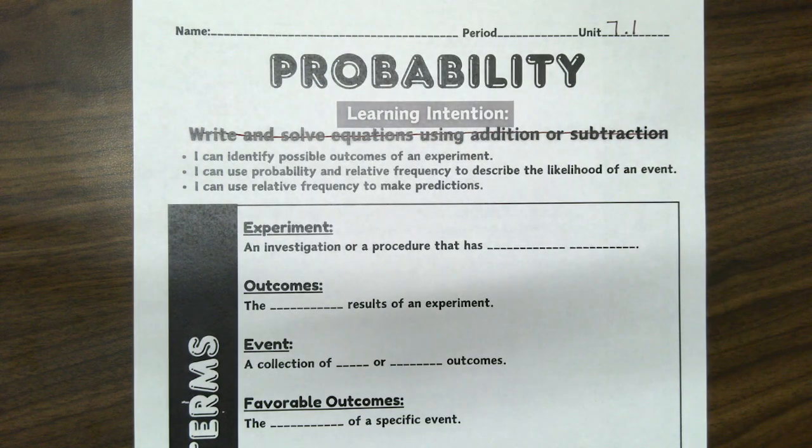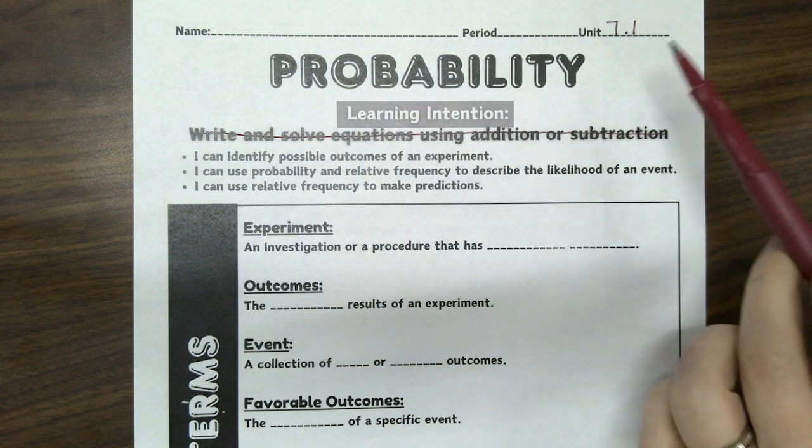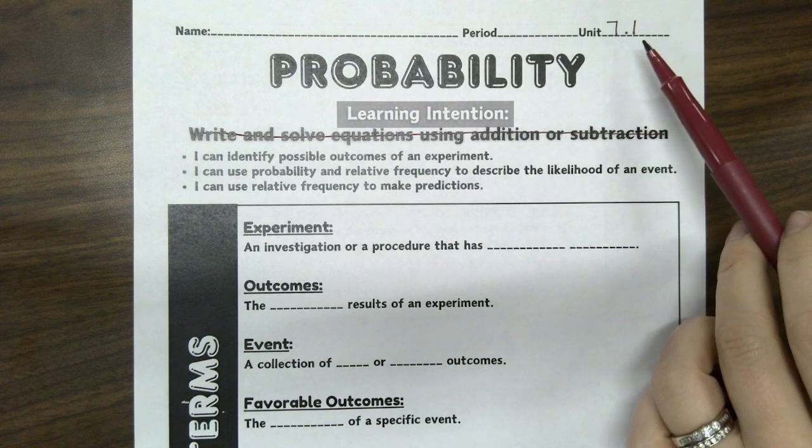All right, welcome back to another video. This one will be on probability. Probability is unit 7.1, so go ahead and write that up there.